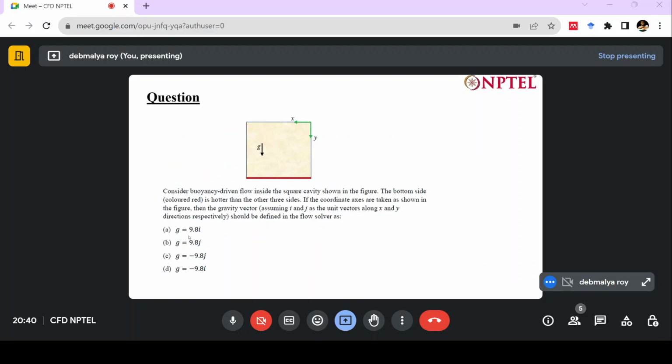All right. What else is there? We have a buoyancy-driven flow inside a square cavity, and the bottom side is hotter than the other three sides. If the coordinate axes are shown, then how should the gravity vector be defined? This is a very general knowledge kind of question, not much of a CFD one. If the y direction is this, then this is the j cap direction, and g is in this direction. So it will be 9.8 j cap. So B will be the correct one. It's basically in the direction of the vector.